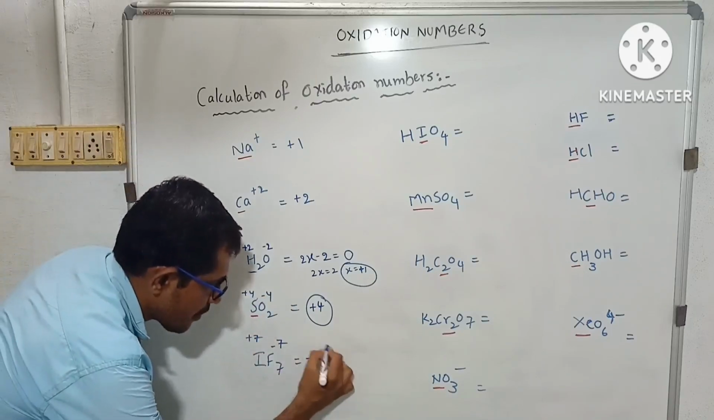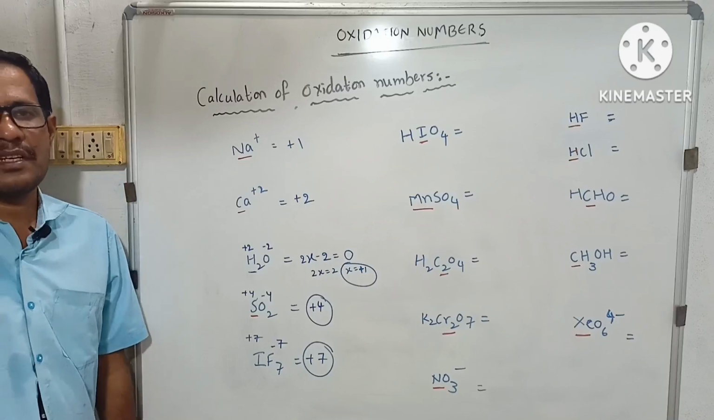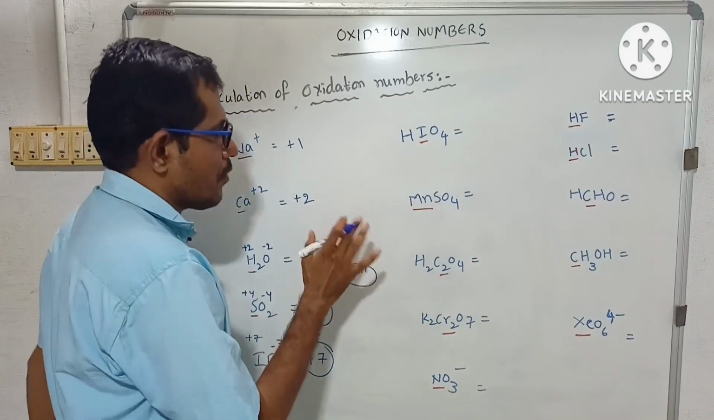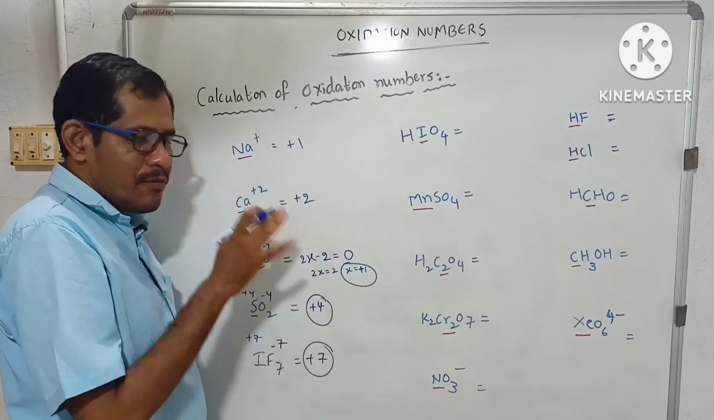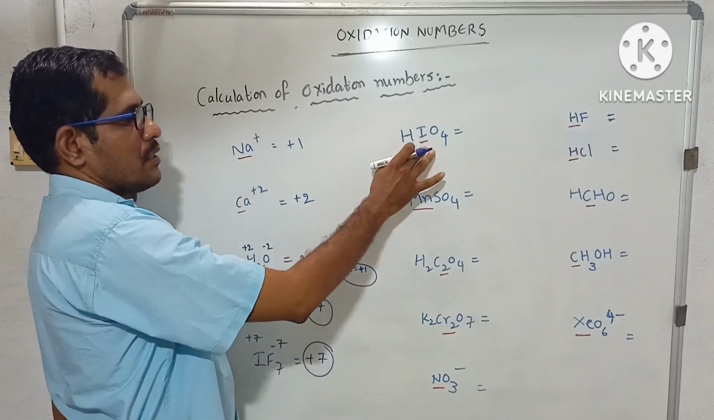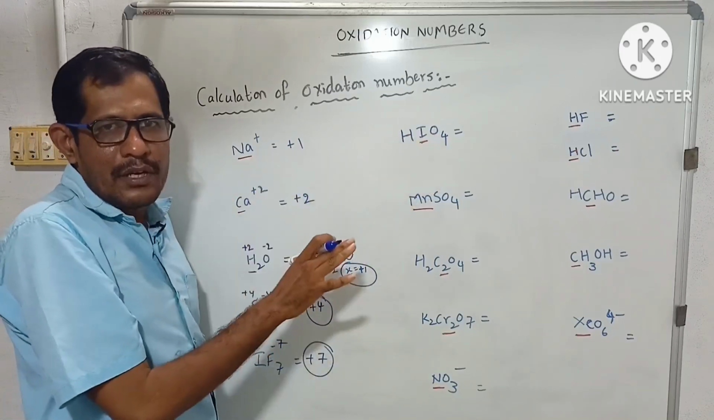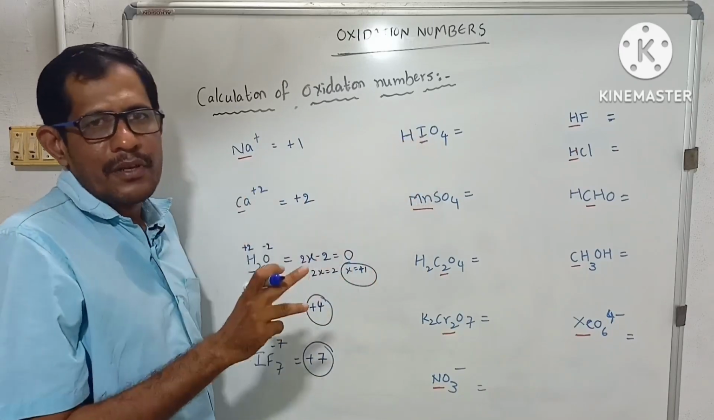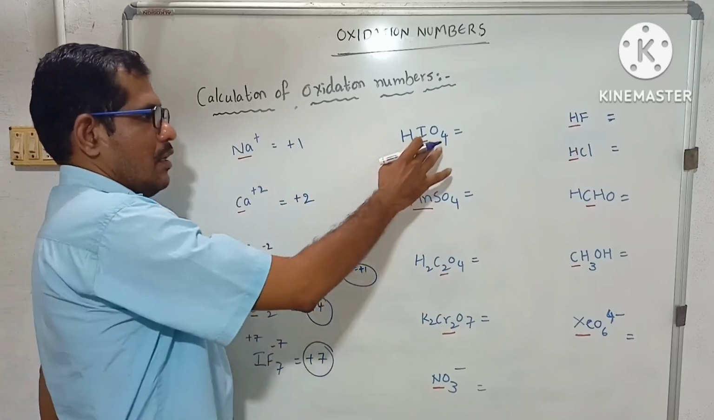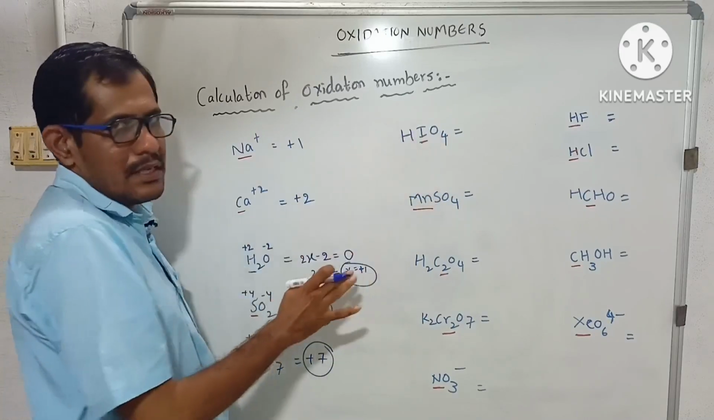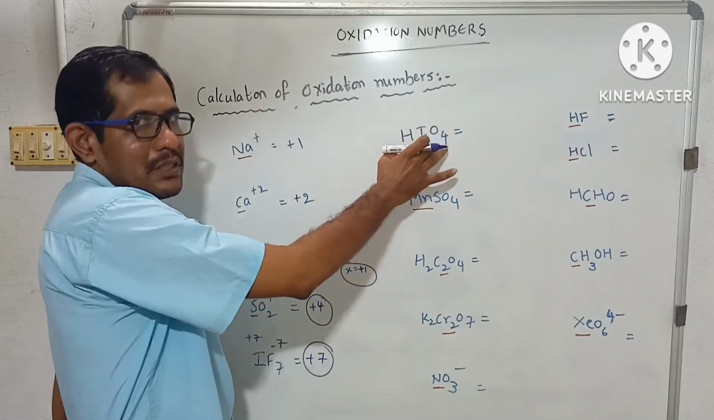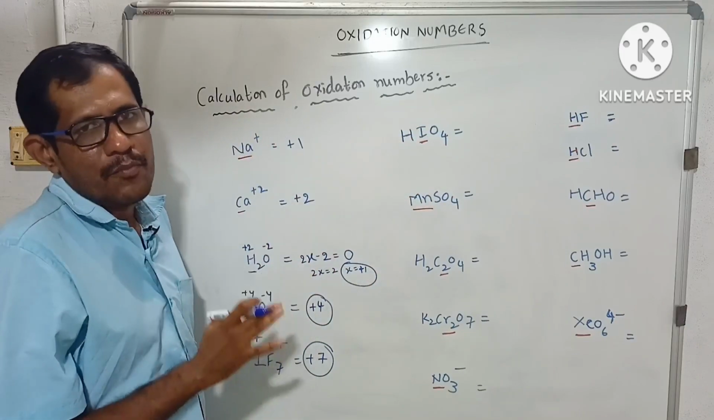So the oxidation state of iodine is plus 7. One more thing you observe: if oxygen or fluorine are present, the more electronegative atom will always get the negative charge, and the remaining atoms will get positive charge. If you compare HIO4, oxygen is the more electronegative atom, so oxygen will get negative charge here, and the remaining atoms will get positive charge.